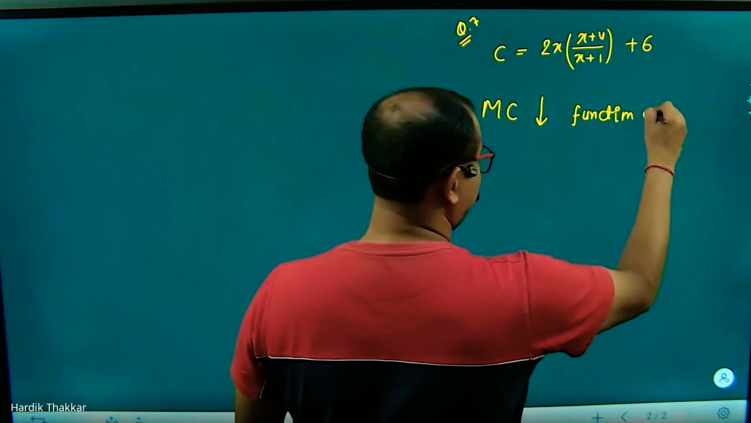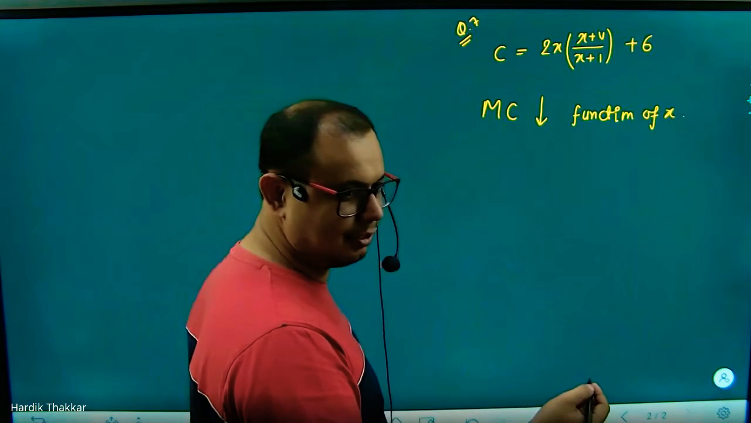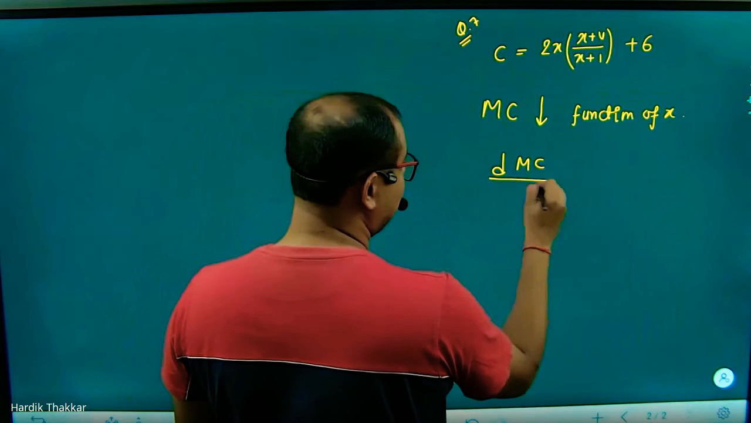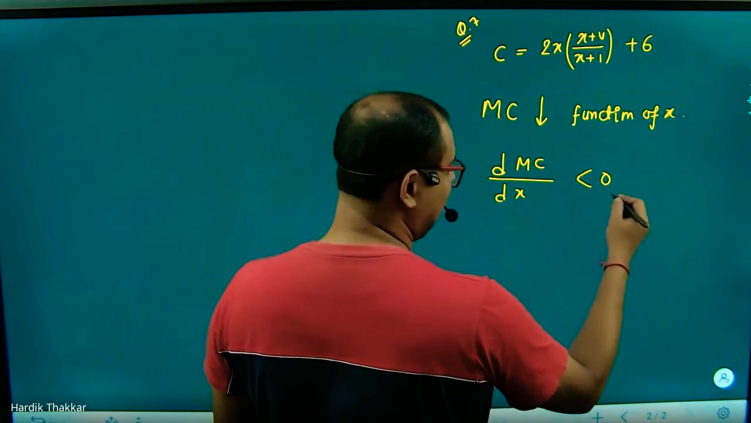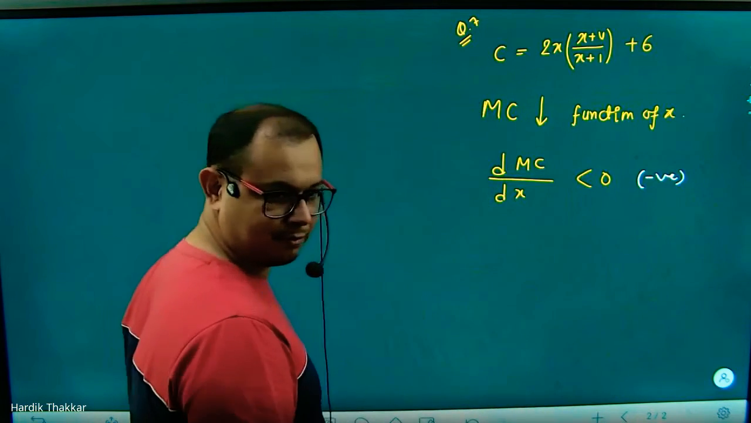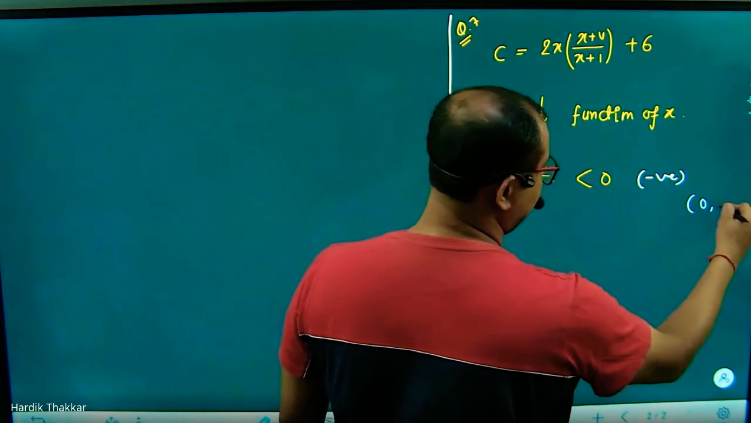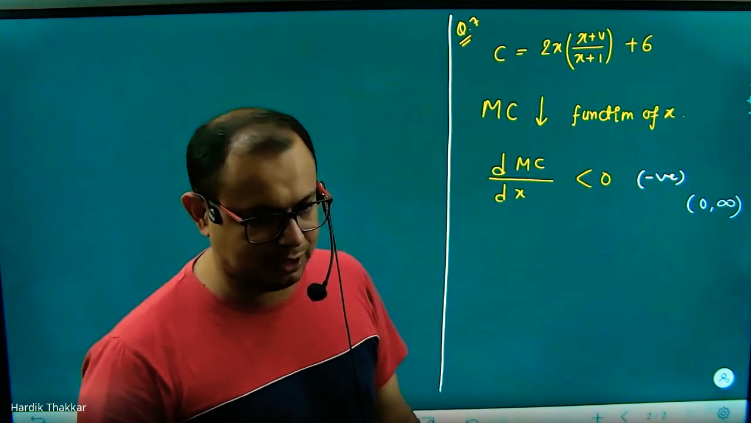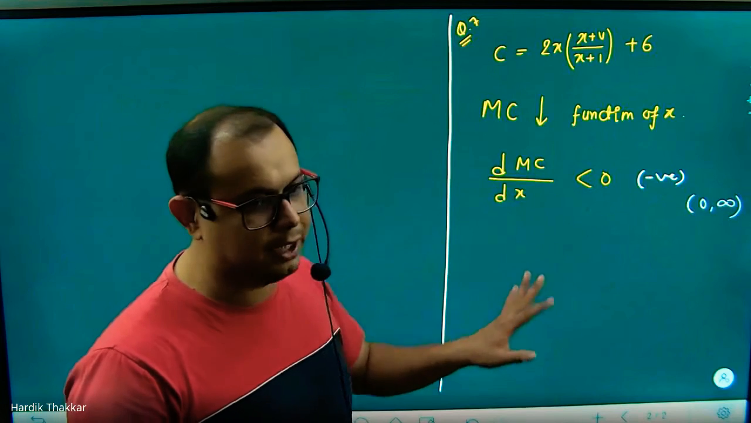Decreasing function of x. So in order to show marginal cost is a decreasing function of x, we have to show that d by dx of MC, marginal cost, is negative, or less than 0. Clear? Okay. Less than 0 for what interval? Obviously for the interval 0 to infinity, because x belongs to this interval only, because x is the number of items produced. Okay, so how do we calculate marginal cost?